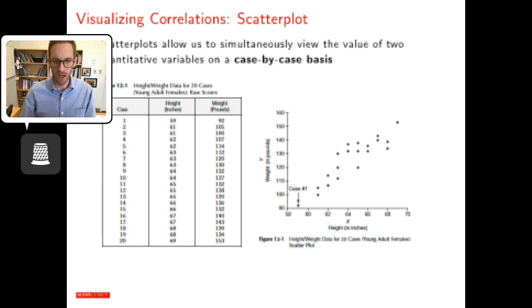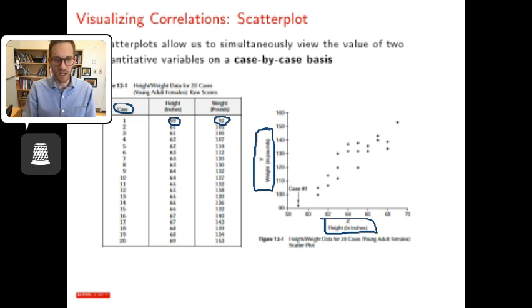We've got a table that shows you each case number. So this is an individual. Their height is 59 inches and their weight is 92 pounds, okay? So we can create a plot where on the y-axis I have weight, which is in pounds, and on the x-axis I have height, which is in inches.